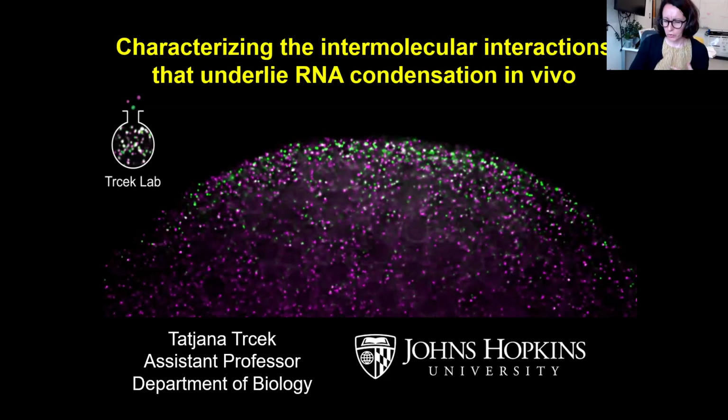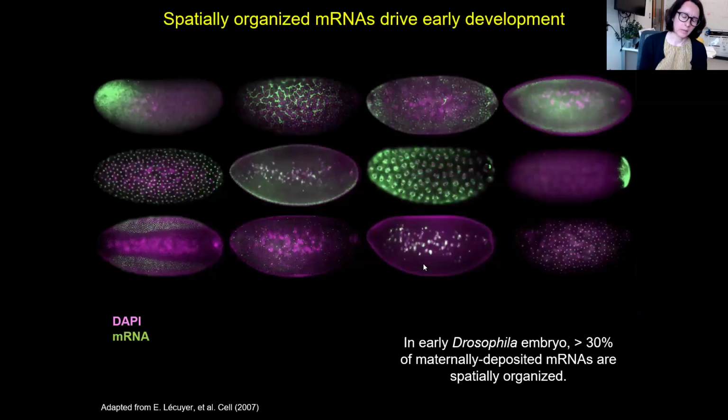And this is observed across organisms, especially in early embryogenesis. This mechanism is quite prevalent. And here I'm showing an example of early Drosophila embryos. These are different embryos collected, where in green you can see different mRNAs stained by fluorescent in situ hybridization, which reveals a localization of these RNAs through the embryo.